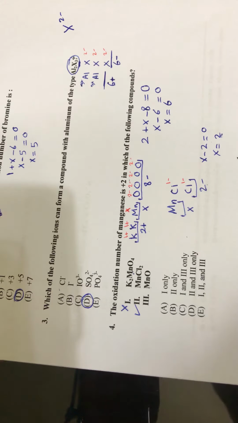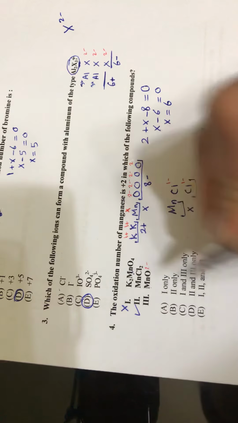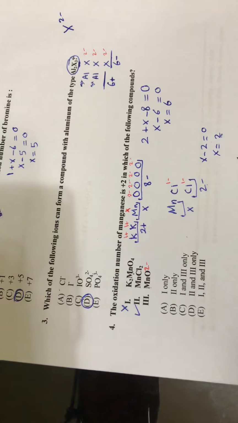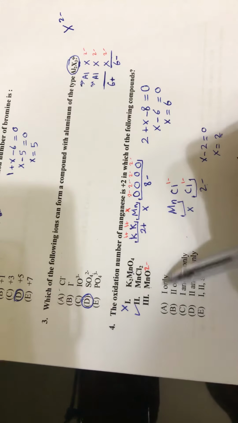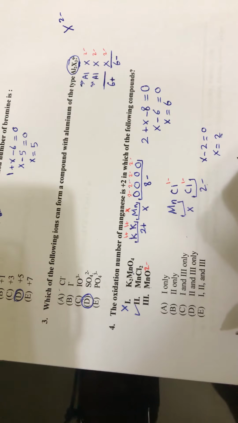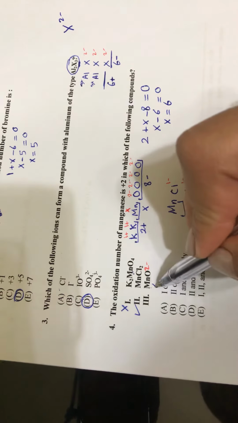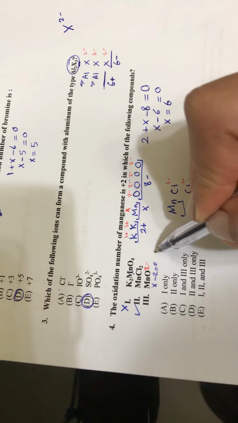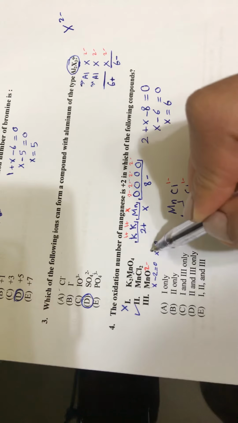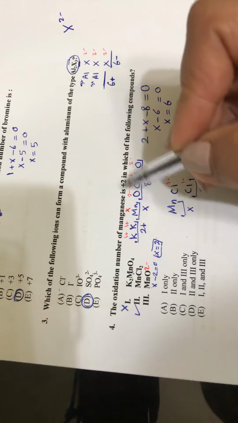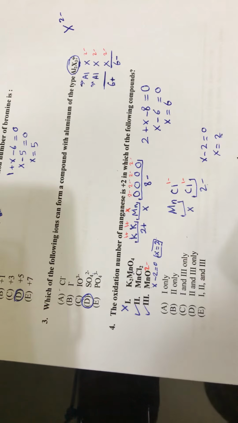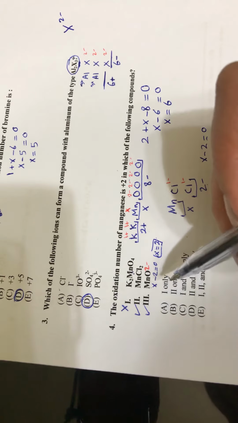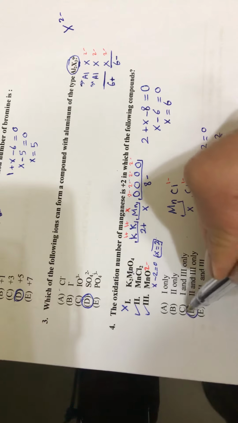Now the third one, MnO. Oxygen, according to the rule, has a charge of negative 2. It's a neutral compound. When you add the charge of manganese to the charge of oxygen, it must equal 0. So the charge of manganese equals 2. So correct. So the correct answers are 2 and 3. Which option has 2 and 3? D.